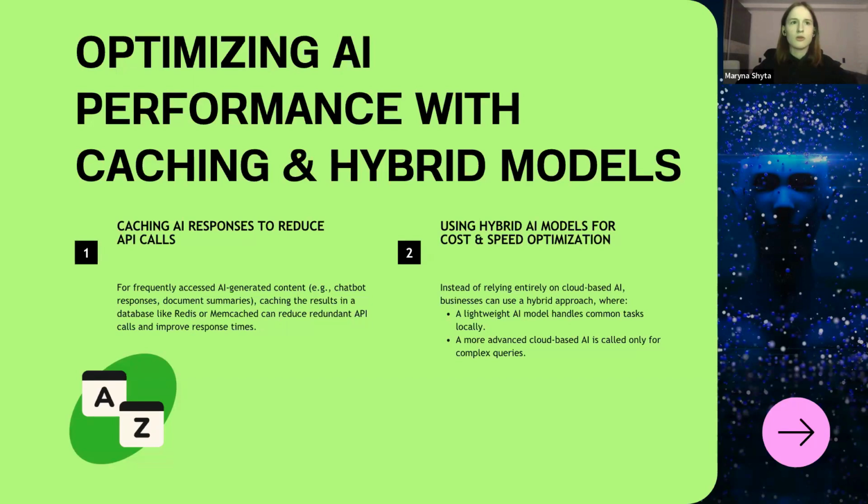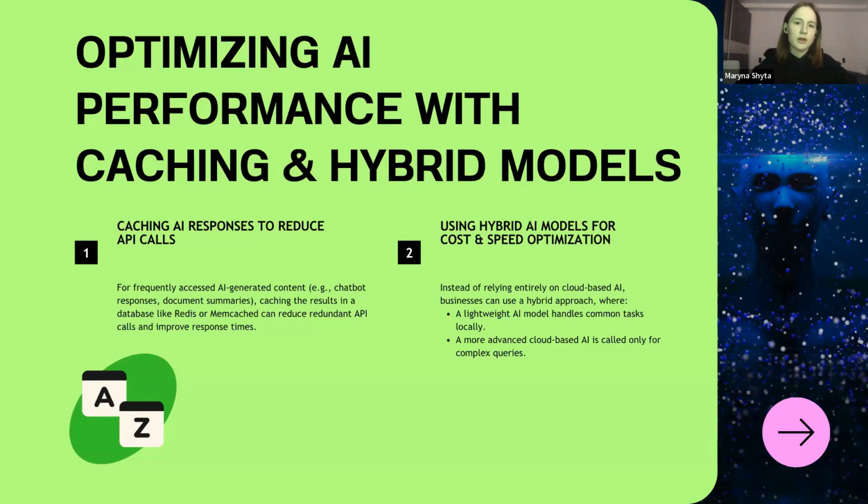First of all, caching AI responses to reduce API calls for frequently accessed AI-generated content, like chatbot responses and document summaries. Caching the results in a database like Redis or Memcached can reduce redundant API calls and improve response time. And also using hybrid AI models for cost and speed optimization.